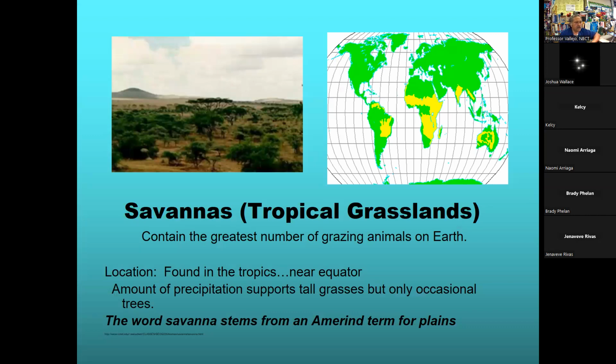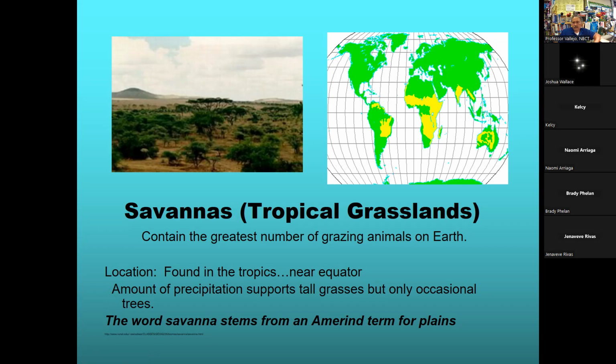All right, so these are the savannas. If you take a look at the world map, you can see savannas are the yellow areas, typically very close to the desert areas. You can see a lot of Australia, and then right south of the Sahara Desert, you have these savanna areas. The savanna areas are found in the tropics near the equator. The amount of precipitation supports tall grasses, but only occasional trees. If you remember from your youth, the movie The Lion King, this is a familiar area.